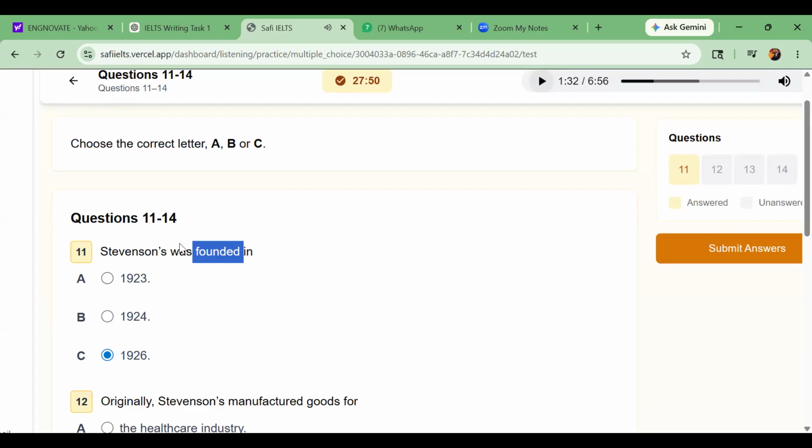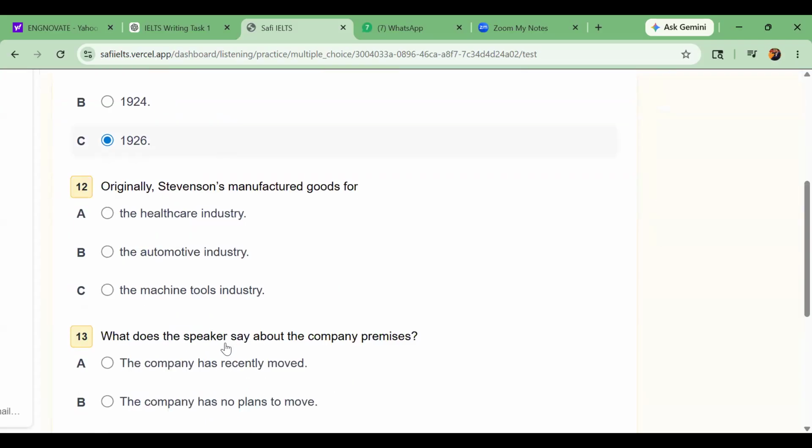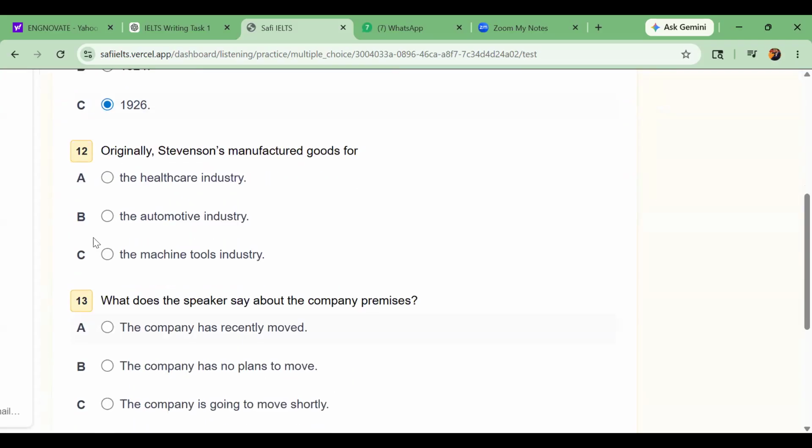So he started planning to open the company in 1924. So the first and second options, A and B, are incorrect. Why? Because he went into the steel industry in 1923, then he started planning the opening in 1924, and actually he opened the company in 1926. After this, there's a question.